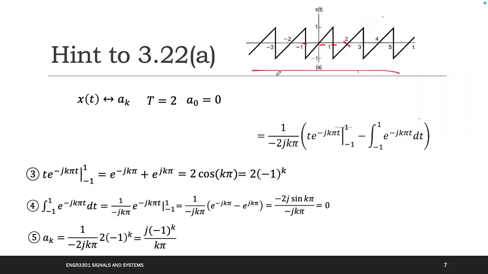Do you know why the A0 is 0? Because you can see the area in one period is this area and this area. After you add this and this, it is 0, am I right? And then 0 over t is still 0.